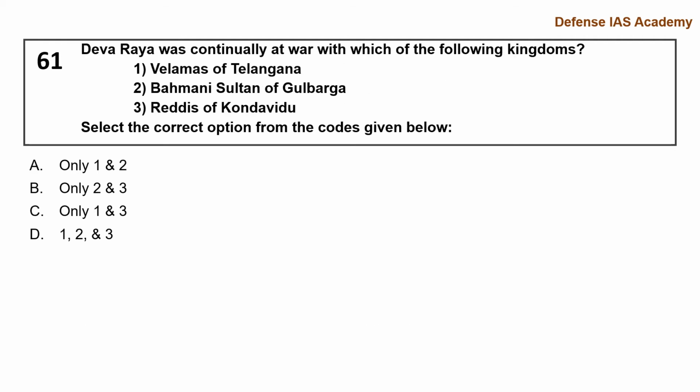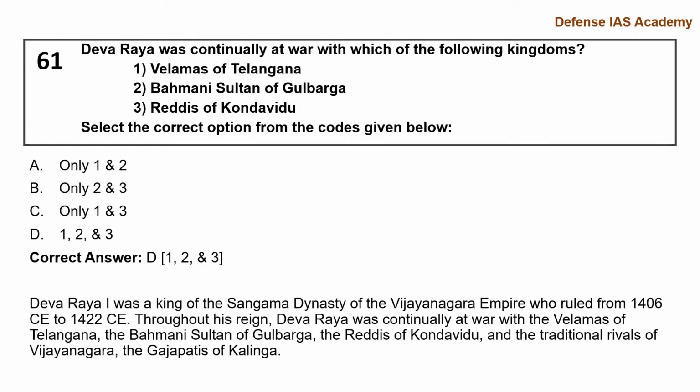Question number 61. Devaraya was continually at war with which of the following kingdoms? 1. Velamas of Telangana. 2. Bahmani Sultan of Gulbarga. 3. Reddys of Kondavidu. Select the correct option from the codes given below. The correct answer is option D, 1, 2 and 3.